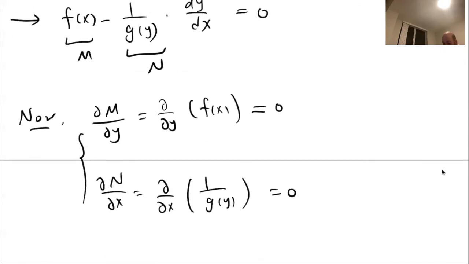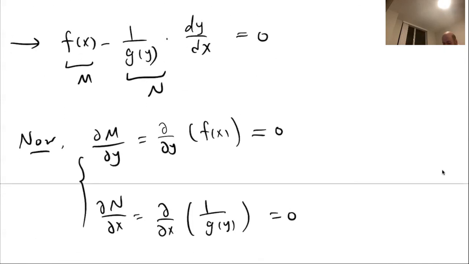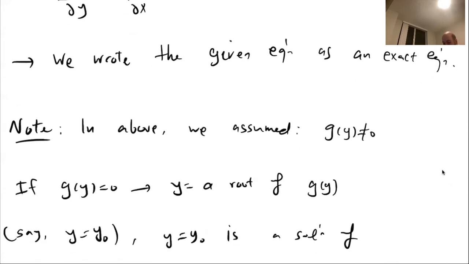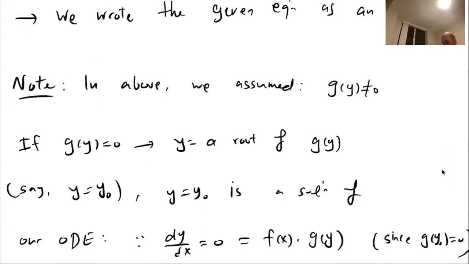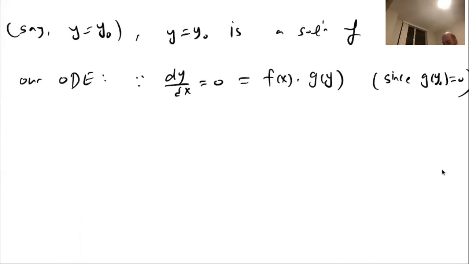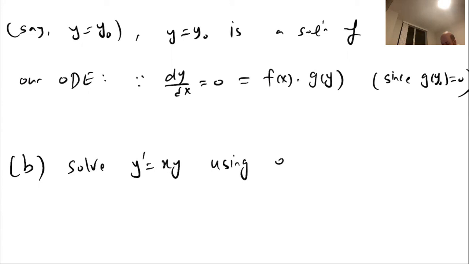So if g of y is non-zero, we can divide both sides by g of y and we will have an exact equation. If g of y is 0, we will have another solution for our ODE, which is the root of g of y. Now let's look at part B of this example. Part B, it says solve y prime equals xy using exact equations.